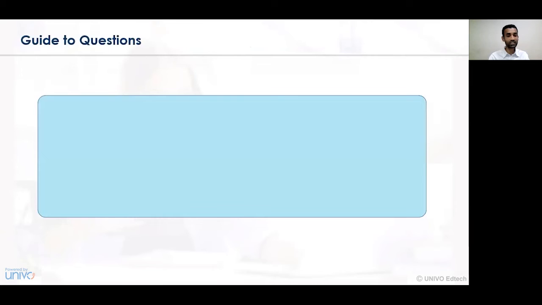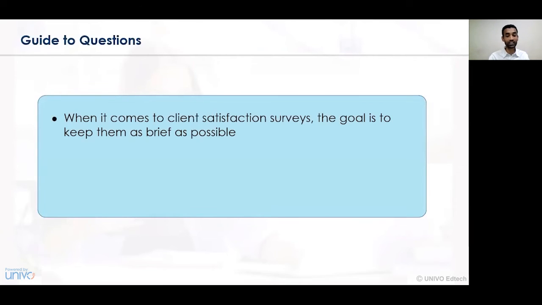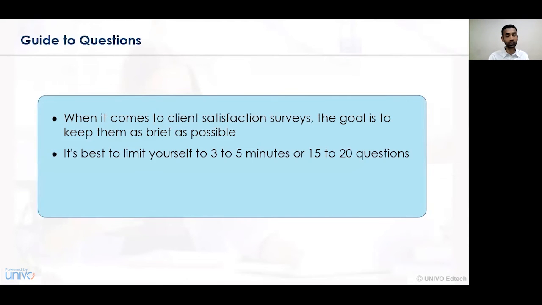So now, what are the various guidelines that need to be provided for a better defining of a certain questionnaire? When it comes to the client satisfaction survey, the goal is to always see that our questionnaire or our question is as brief and as simple as possible. The questions we ask a consumer should be limited to at most 3 to 5 minutes.